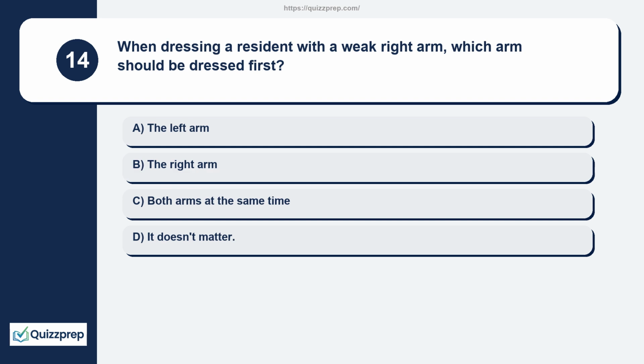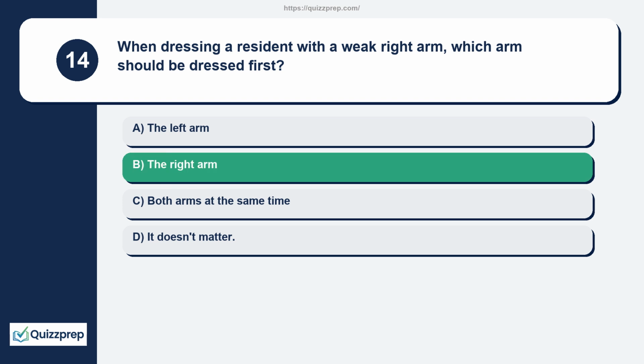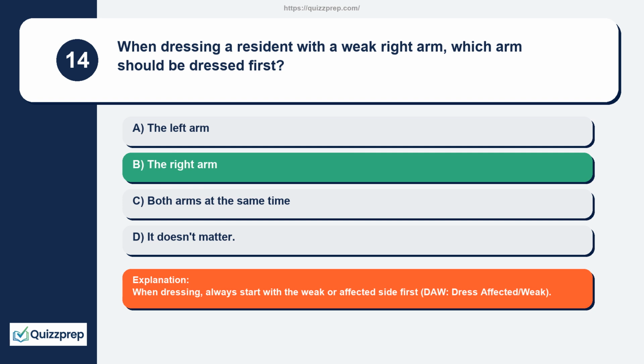Question 14. When dressing a resident with a weak right arm, which arm should be dressed first? The left arm, the right arm, both arms at the same time, it doesn't matter. When dressing, always start with the weak or affected side first. Dress affected, weak.